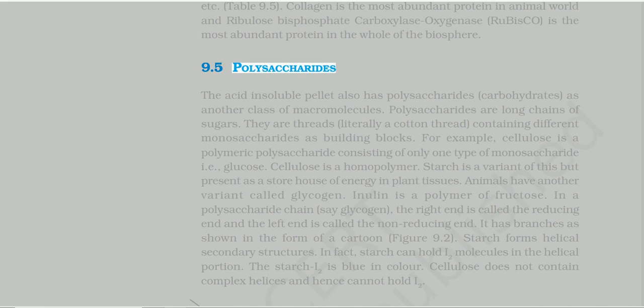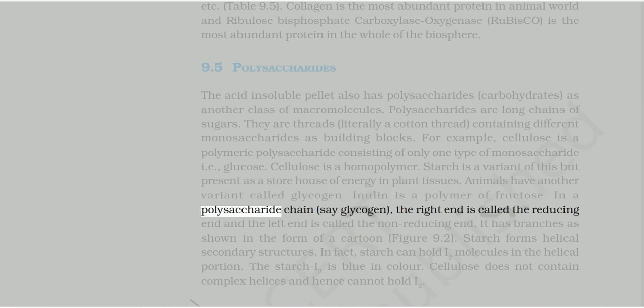9.5 Polysaccharides. The acid-insoluble pellet also has polysaccharides, carbohydrates, as another class of macromolecules. Polysaccharides are long chains of sugars. They are threads, literally a cotton thread, containing different monosaccharides as building blocks. For example, cellulose is a polymeric polysaccharide consisting of only one type of monosaccharide, i.e., glucose. Cellulose is a homopolymer. Starch is a variant of this but present as a storehouse of energy in plant tissues. Animals have another variant called glycogen. Inulin is a polymer of fructose.